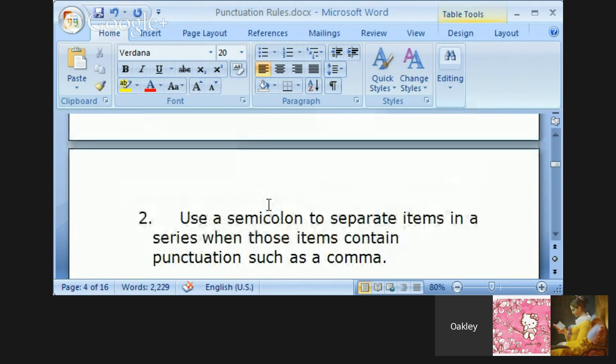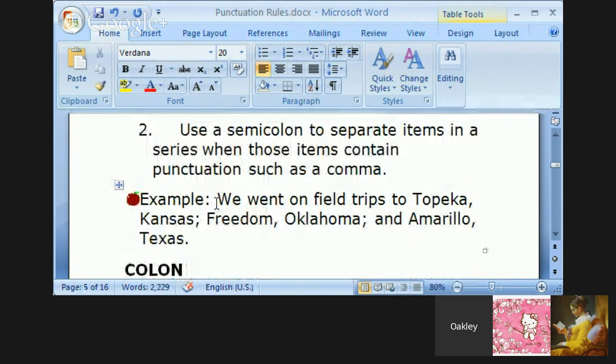Another use. We use a semicolon to separate items in a series because the series contains things with a comma. Here's an example. Because one use of a comma is to separate a city and a state, for example, American states. So here you see, went on field trips to Topeka, Kansas, and then because using another comma would be confusing, frankly, just plain confusing, so instead, we use a semicolon. All right, Topeka, Kansas; Freedom, Oklahoma; and Amarillo, Texas. Yeehaw! Okay, anyway, so it's also used in that way. Not a whole lot of uses for a semicolon.